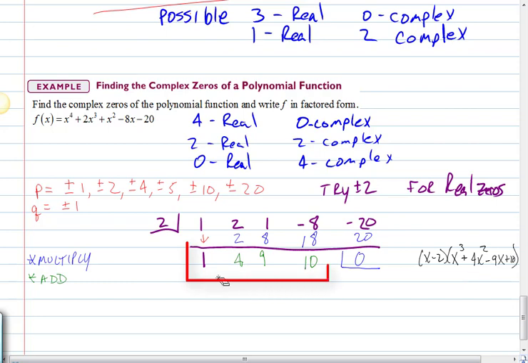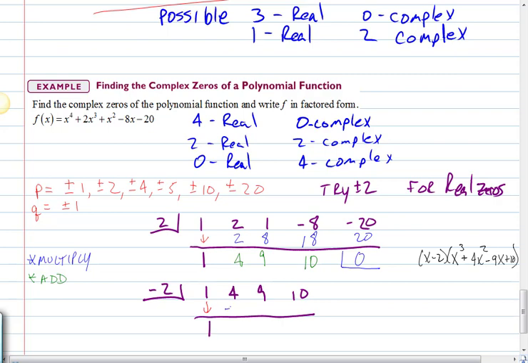So now we're going to take these numbers and divide this by x plus 2, or a negative 2 on the outside. First step, drop down the 1. It stays a 1. Negative 2 times 1 is negative 2. Negative 2 plus 4 is 2. Negative 2 times negative 2 is negative 4. I think I said it wrong, but I wrote it right. 9 minus 4 is 5, and 5 times negative 2 is negative 10, and when we add this together, we get 0. So that's going to give us a 0 here.